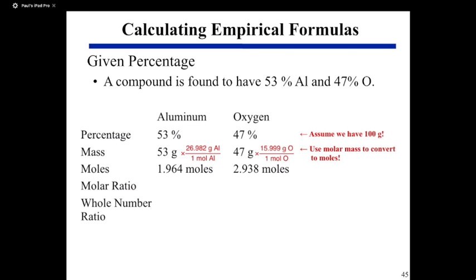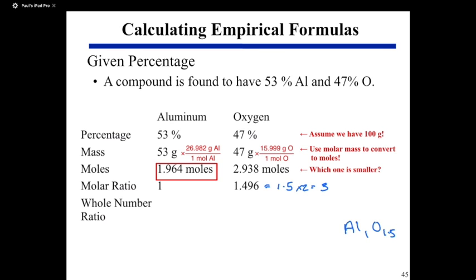What is the hard part? Which is smallest, aluminum or oxygen? Divide each by the 1.964. I get 1 and I get 1.49. If I round this, it becomes 1.5. So my compound is aluminum 1, oxygen 1.5. Yes? No. What small whole number can I multiply everything by to get a whole number? If I multiply that by 2, I get 3. But if I multiply this side, I have to multiply this side to get 2. And so my whole number ratio is 2 to 3.